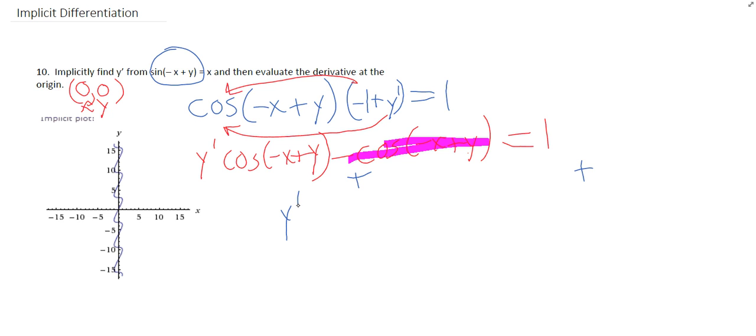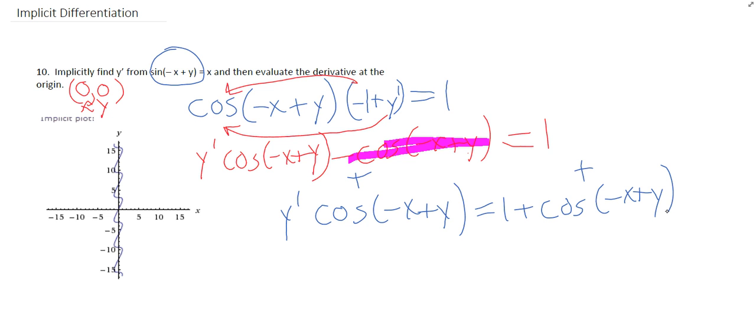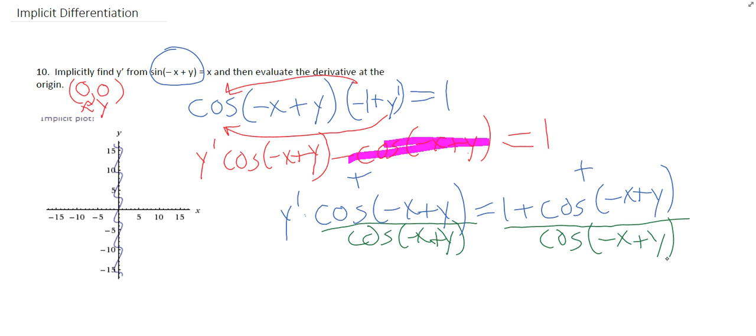When we do, we'll get y prime cosine of negative x plus y, still on the left, is equal to 1 plus cosine of negative x plus y. Then we'll divide by this quantity, cosine of negative x plus y, on both sides, and we'll get y prime isolated by itself.